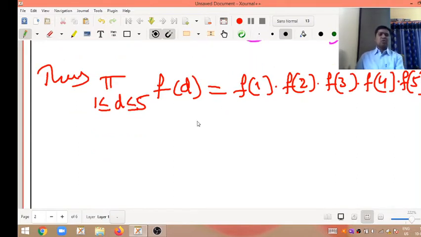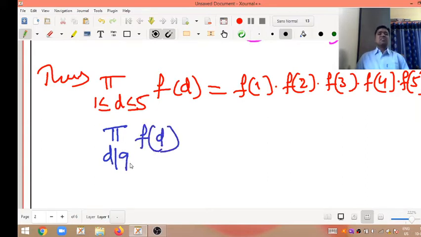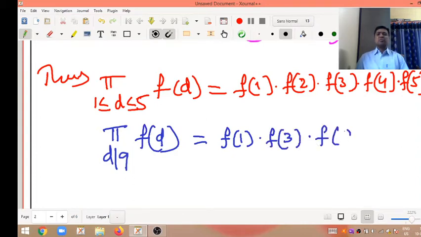Like this, one more example I am giving: the product over d dividing 9 of f of d. That means d ranges over the divisors of 9. What are the divisors of 9? 1 is a divisor of 9, 3 is a divisor of 9, and 9 is a divisor of 9. So we take the function value at those divisors. Pi is nothing but the product, so it is f of 1 into f of 3 into f of 9. This is the meaning of this value. Again, see here, dear friends, next one.